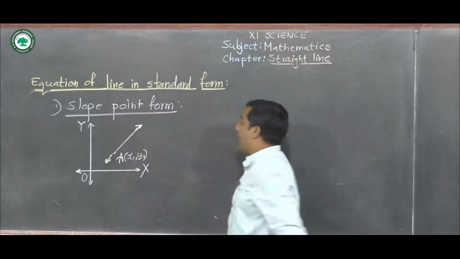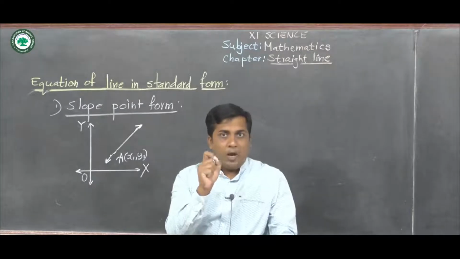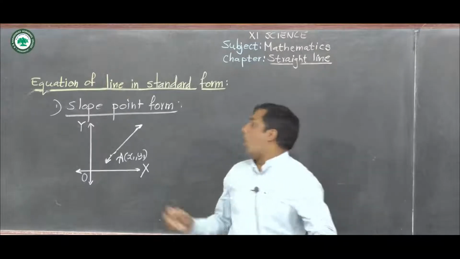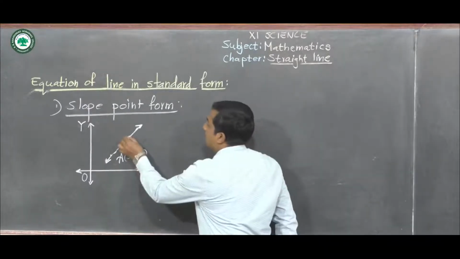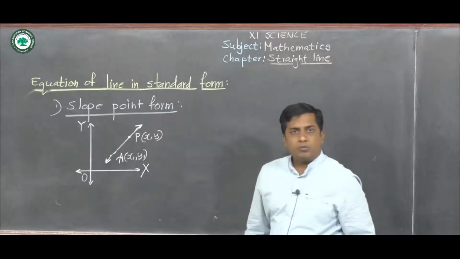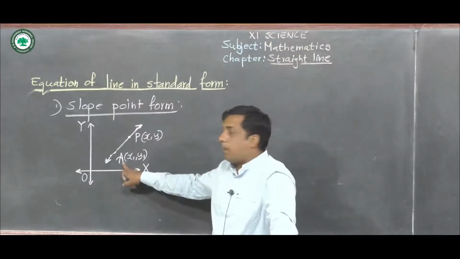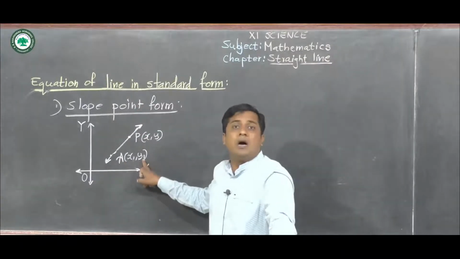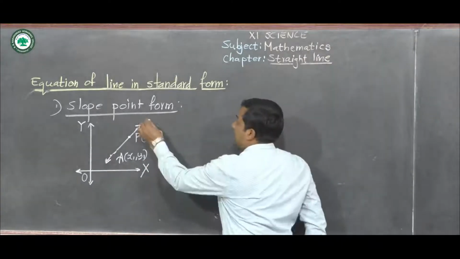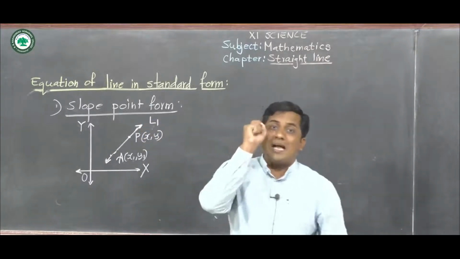This is our line. Then we consider one point P, or we say P of x, y be any point on this line. Suppose this is our point P having coordinates x, y. So to define the slope point form, here we want one point, here A of x1, y1, and we consider the slope of the given line. Suppose this line is L1 and the slope of this line L1 is m.